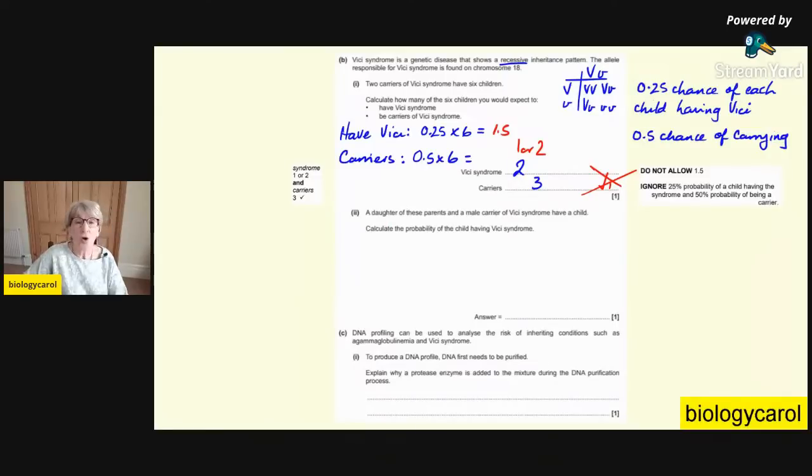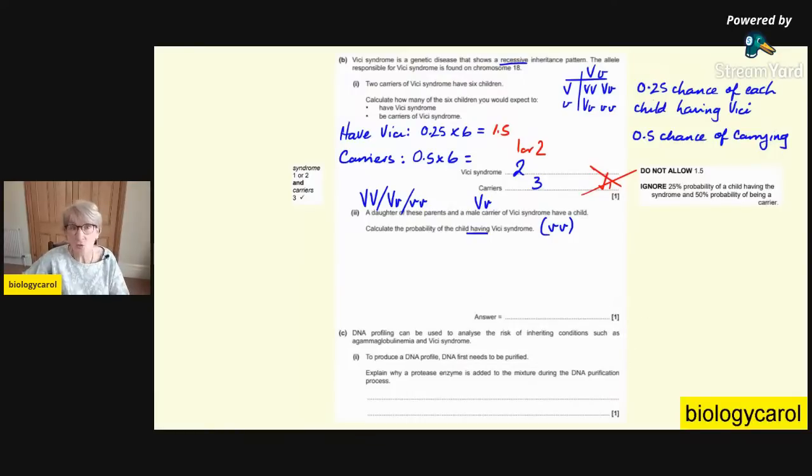The daughter of these parents and a male carrier of Veitch syndrome have a child. The male carrier is big V, little v. The daughter could have been any of these 3 genotypes. Calculate the probability of a child between these 2 having Veitch syndrome, i.e. being little v, little v. You've got to go through all of them.